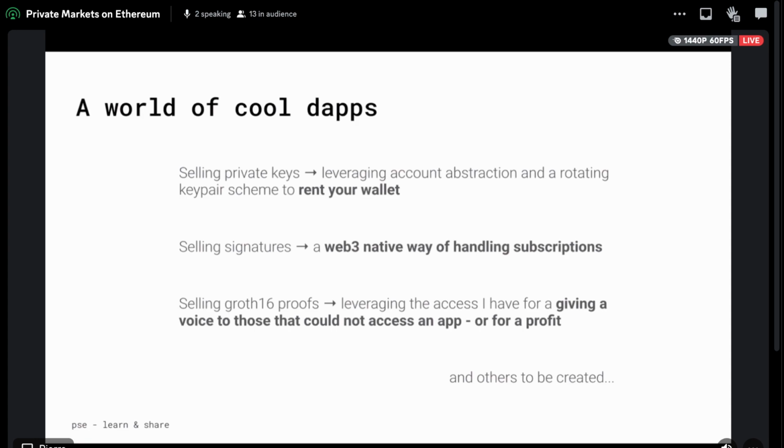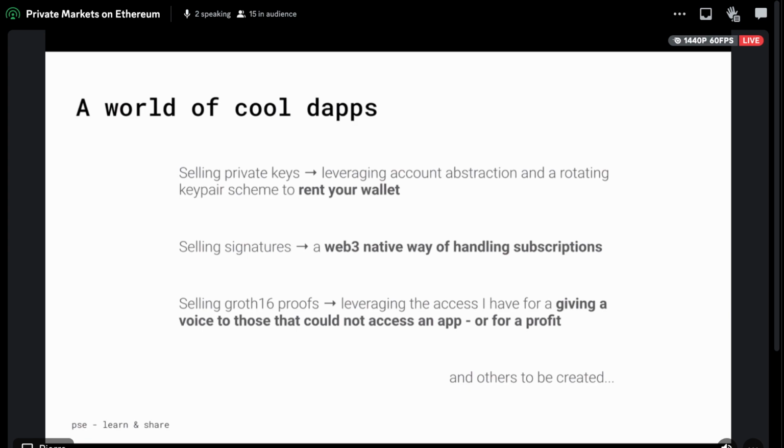Also selling signatures, well, it's also a nice way to handle subscriptions in a pure Web3 native way. So let's say, for instance, that I'm a digital newspaper and I want to sell subscriptions. And the way I can log in into my website is using signatures. Well, people can actually buy those signatures on-chain, trustlessly and anonymously, to access my service. It's also a pretty cool way, for instance, to handle subscriptions.